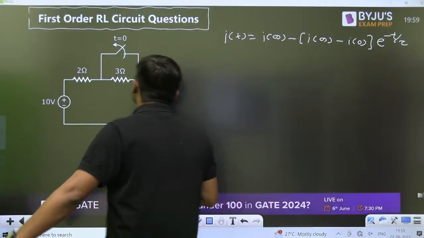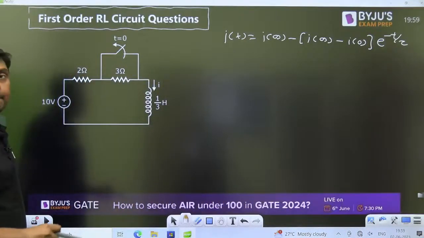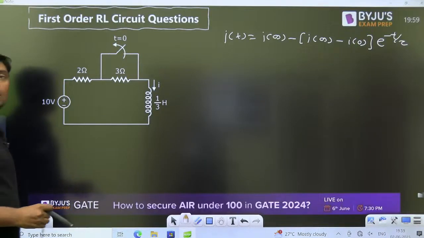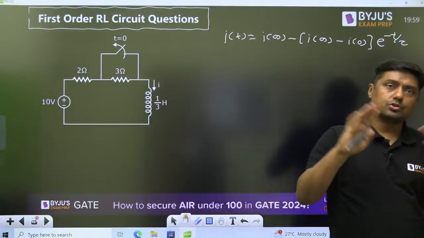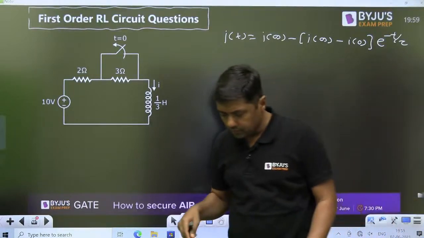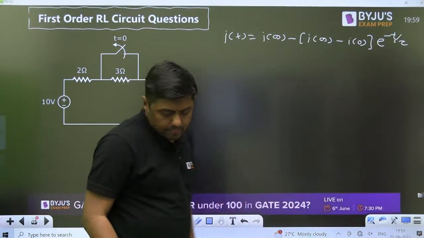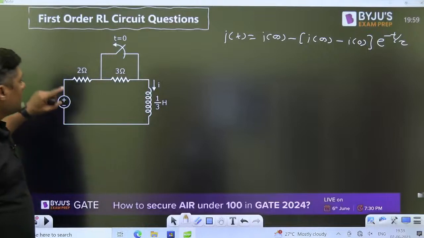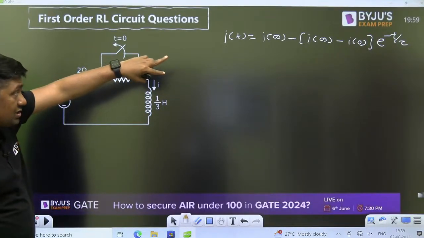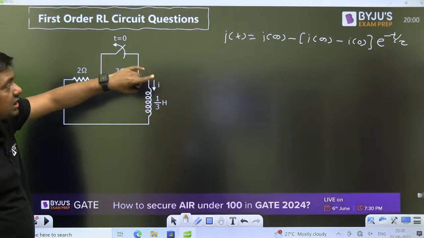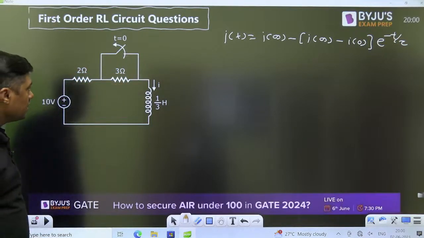Okay. Then Shweta, you are getting 8.16. Okay. Now that question is clear. How to solve the question? Okay then. Now remember, to find this equation we have to find three things: initial current, final current and time constant.